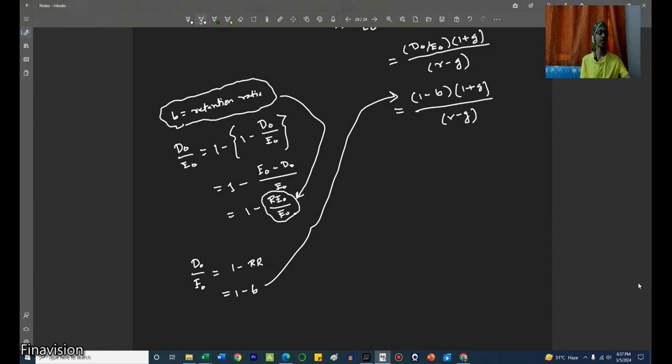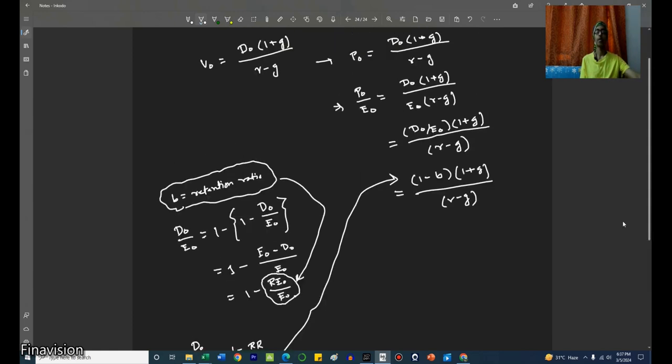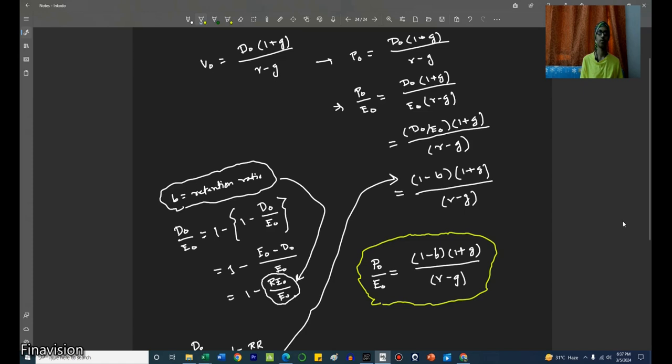So one of the expressions of the Gordon growth model in terms of current PE, this is current PE because we are using the last reported earnings, right? Last reported dividends by last reported earnings is the retention ratio here. So this is equal to 1 minus B into 1 plus G by R minus G. This is one of the expressions in terms of E0.